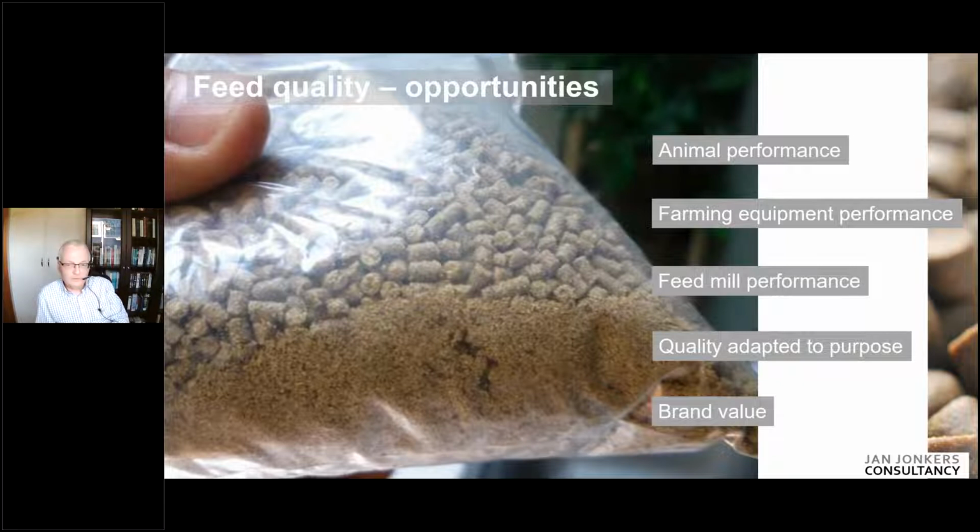Feed mill performance can be improved if you have lower amounts of dust generation. You have less waste in your plant. This will be also a benefit for your plant. Quality adapted to purpose. In the previous slide, you see that there are a lot of different uses of the feed. So one time we could focus on water stability, another time maybe durability is the most important. So we could also adapt the quality to the purpose and not only make one standard quality. And then if you are able to lift the quality or have a very good quality of your products, you will also be able to improve your brand value. So a lot of opportunities here.